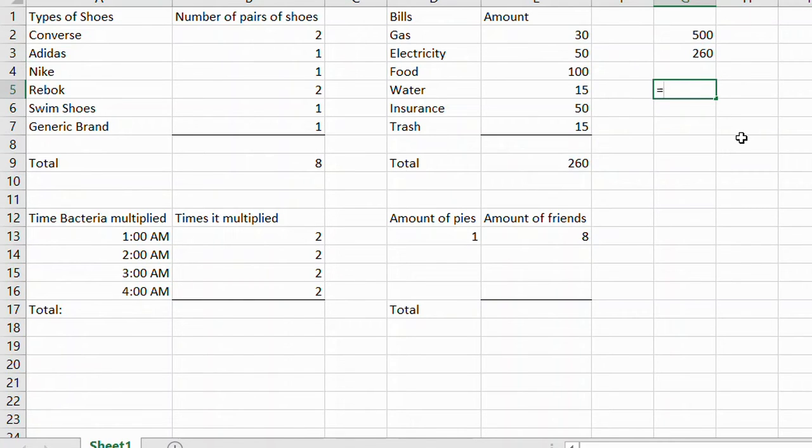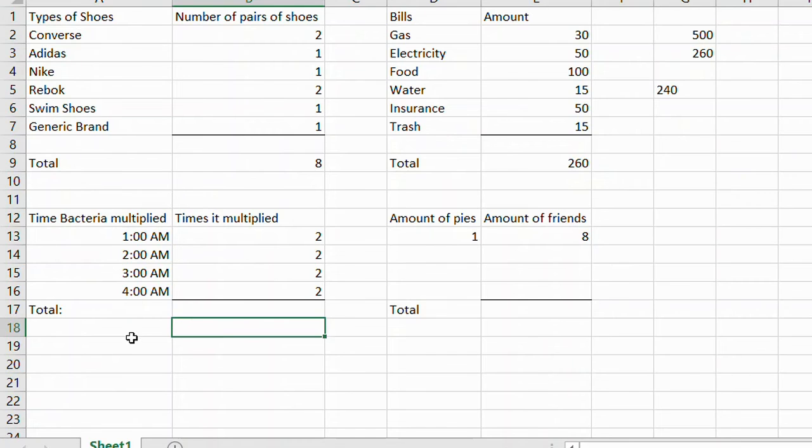Remember, what is the function for subtraction? It's sub, open parentheses. The bigger number is always first, unless you want to get a negative number. So we're going to put the bigger number first, followed by the second, and close parentheses. And now we have $240. So if I had a $500 check and I pay off my bills, I will get 240.